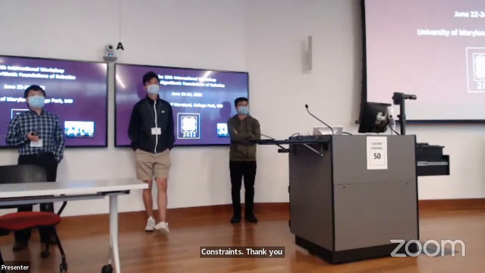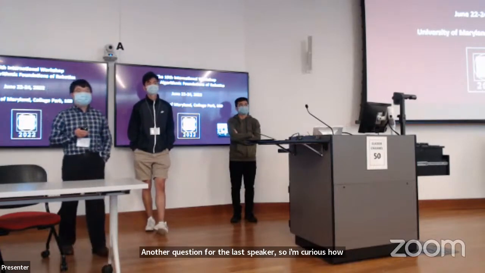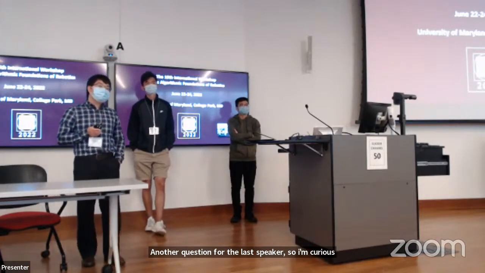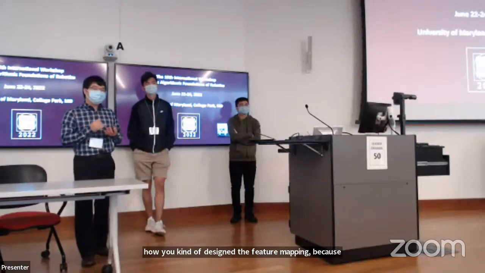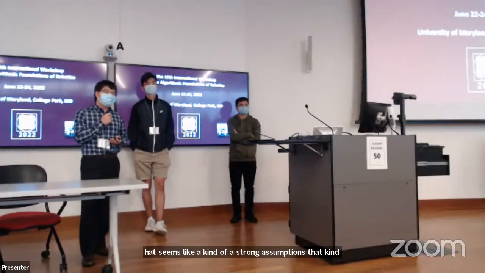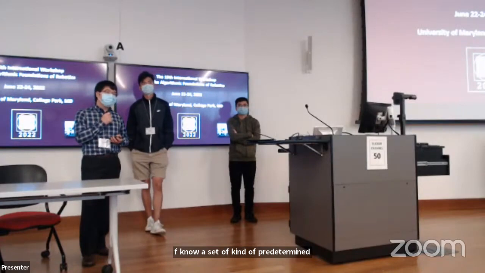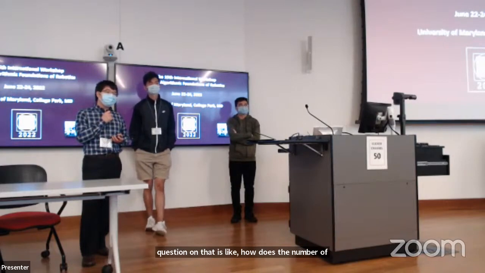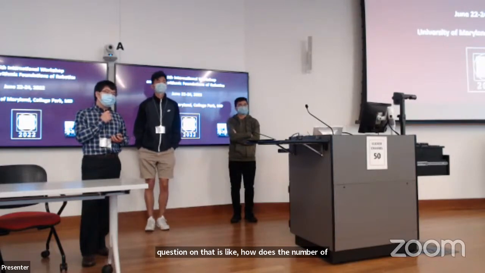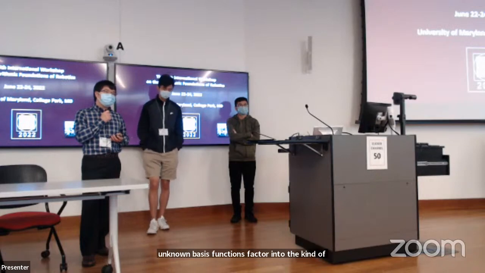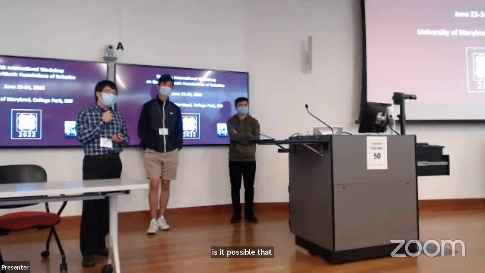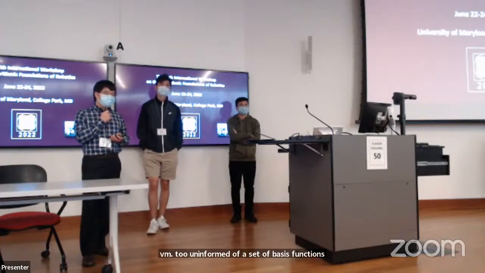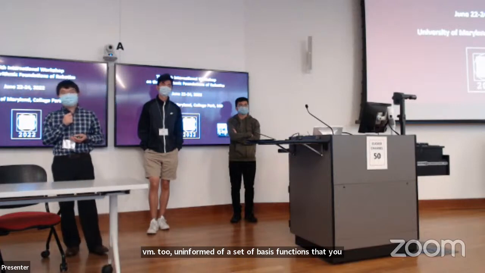Another question for the last speaker. I'm curious how you designed the feature mapping, because that seems like a strong assumption to know a set of predetermined features that are going to span your true dynamics. And a follow-up question is, how does the number of unknown basis functions factor into the effective sample efficiency of your method? Is it possible that if you have too uninformed a set of basis functions, you actually just can't do anything with the existing CBF that you have?